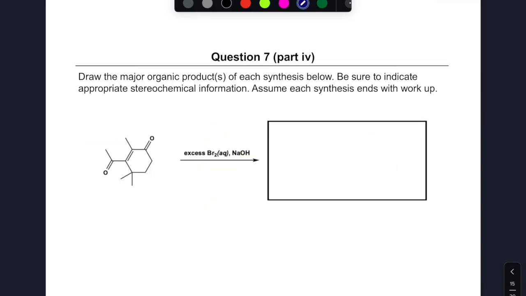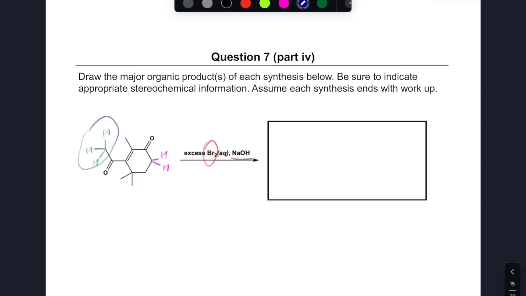Okay, now in this case, we're adding excess bromine and sodium hydroxide under basic aqueous conditions. So this allows us to form enolates first. So we can deprotonate anywhere that we have an alpha proton. So if you look at this molecule, we have alpha protons here for one, and we have alpha protons over here. Just in general, these ones are kinetically favored under basic conditions.